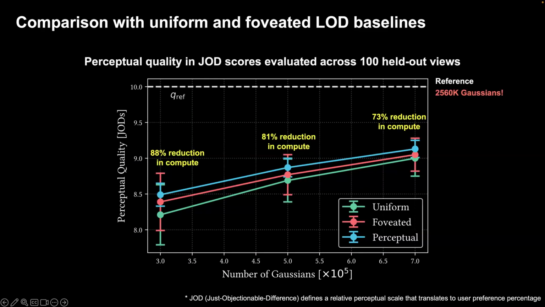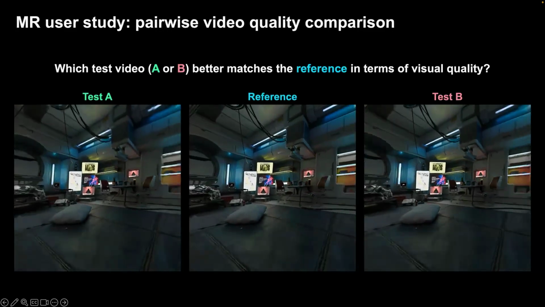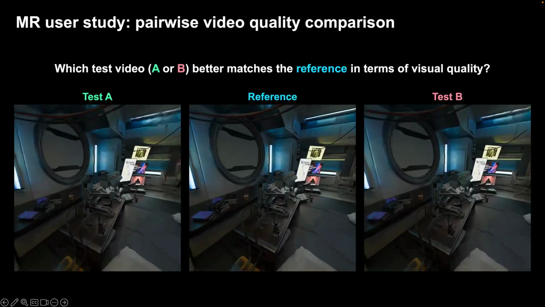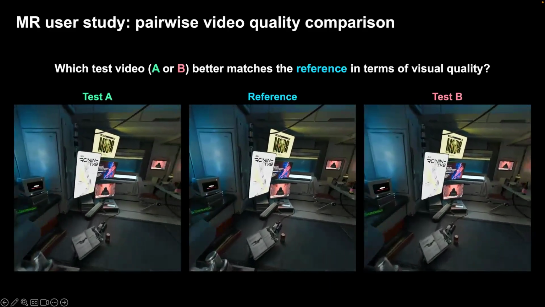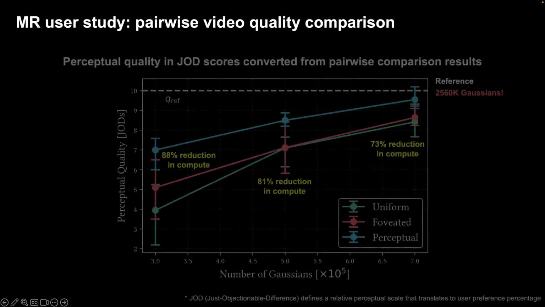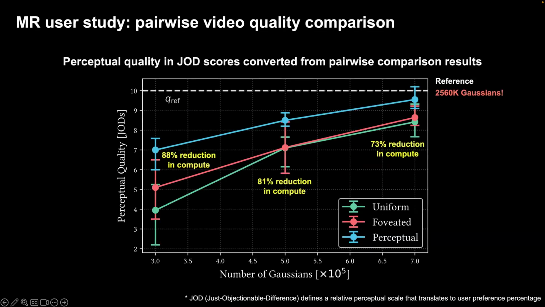Objective evaluation validates that our method consistently outperforms the baselines across varying budget levels. Of course, perceptual improvements ultimately need to be validated by human observers. Therefore, we further conducted an MR user study with 16 participants using a pairwise comparison protocol. Once again, our method achieved the highest user preference among the 3 approaches.